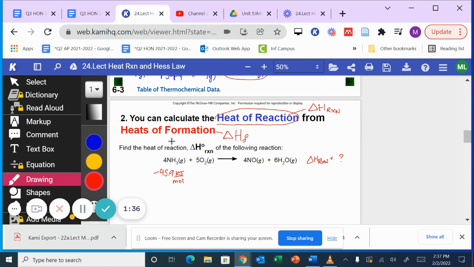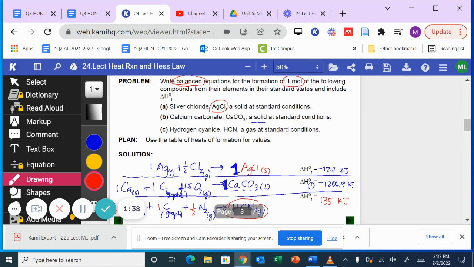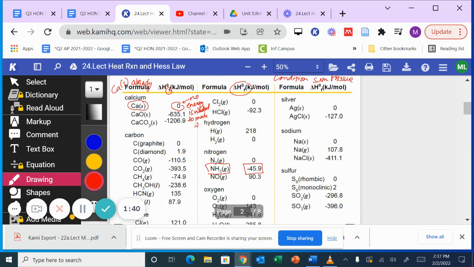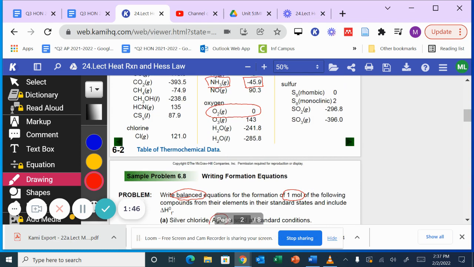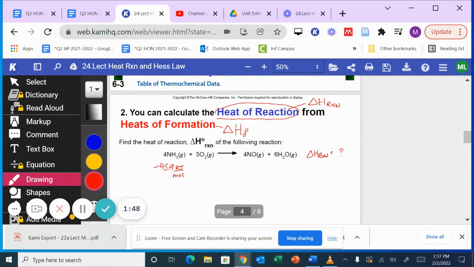How much energy did it take to form oxygen, O2 gas? So I look here. Well, common sense tells me oxygen is already a diatomic gas, so it's going to be 0. It took 0 energy to form it, so I'm going to put 0 kilojoules per mole.